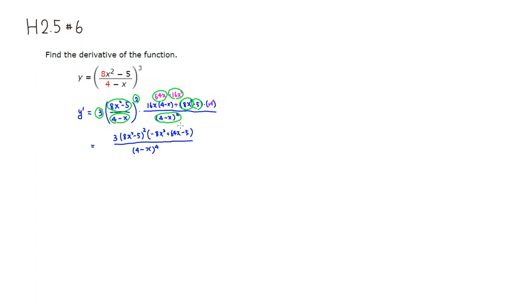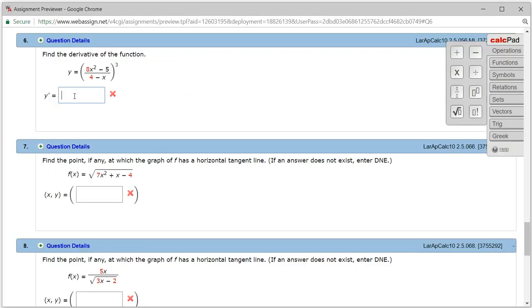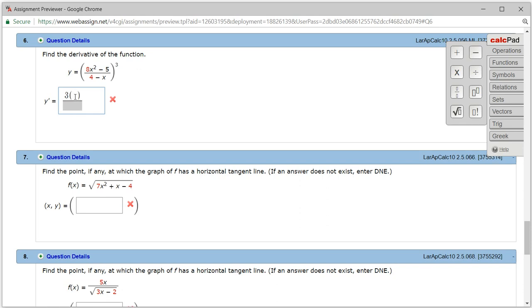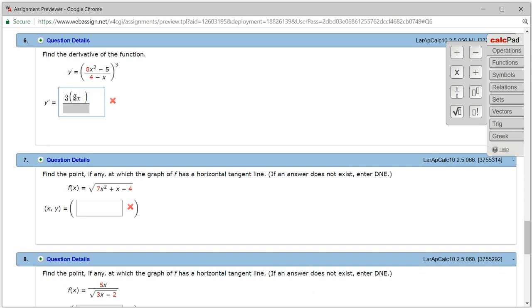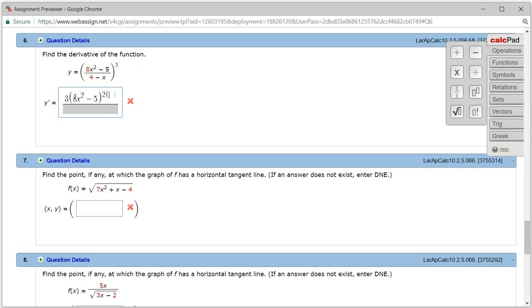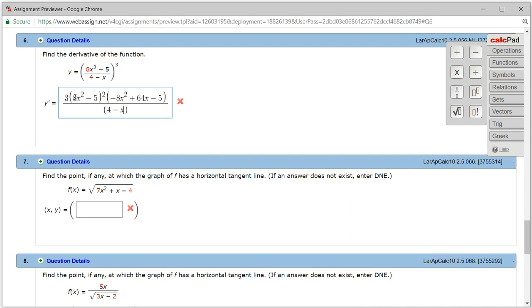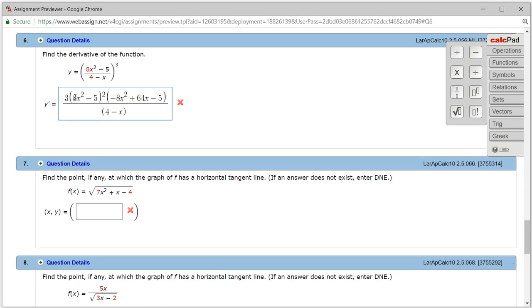So let's type this in. What we got is going to be a fraction. On top you have 3 times (8x squared minus 5) squared, and then we're going to multiply by negative 8x squared plus 64x minus 5, and the denominator is quantity 4 minus x raised to the 4th power.